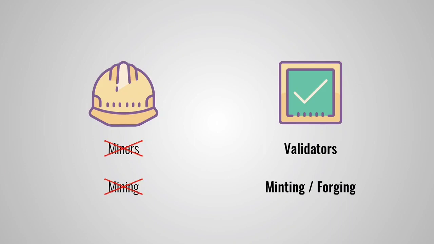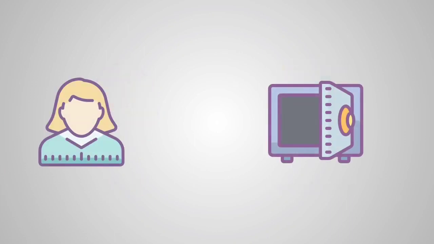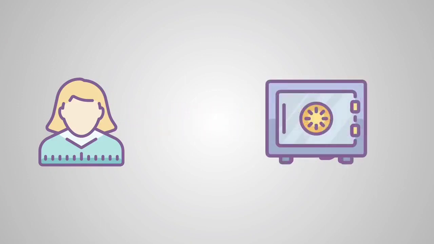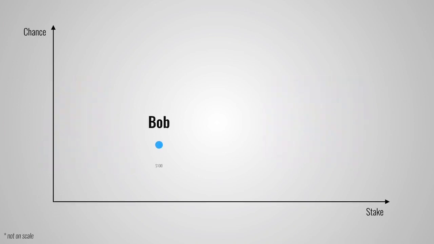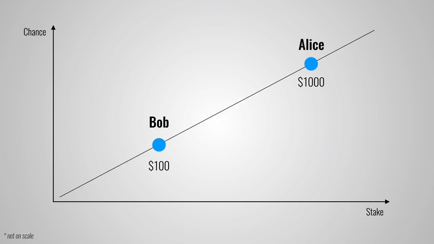Validators aren't chosen completely randomly. To become a validator, a node has to deposit a certain amount of coins into the network as stake. You can think of this as a security deposit. The size of the stake determines the chances of a validator to be chosen to forge the next block. It's a linear correlation. Let's say Bob deposits $100 into the network while Alice deposits $1,000. Alice now has a 10 times higher chance of being chosen to forge the next block.